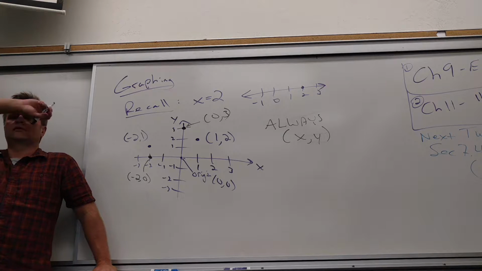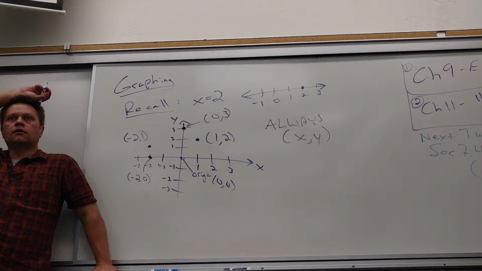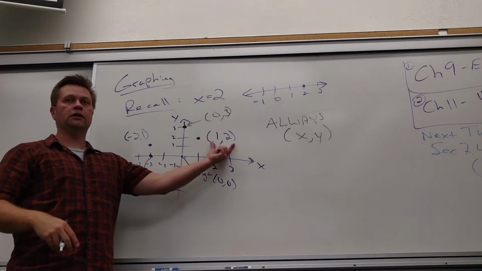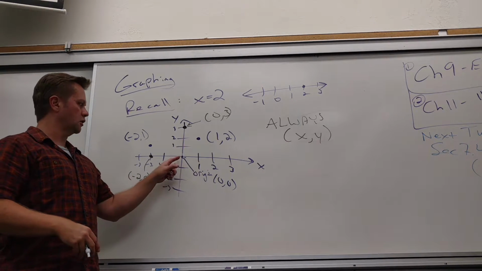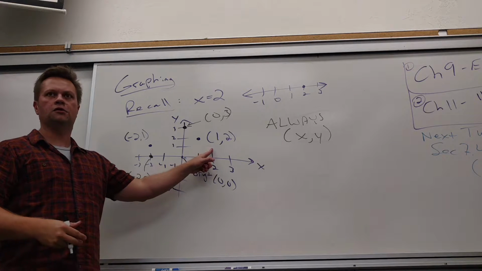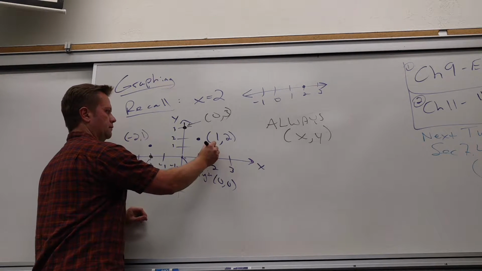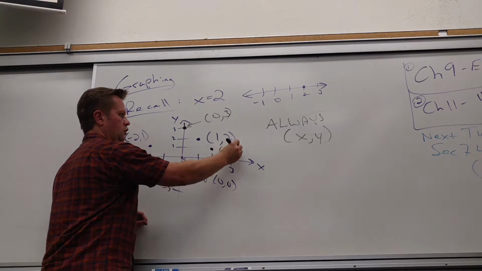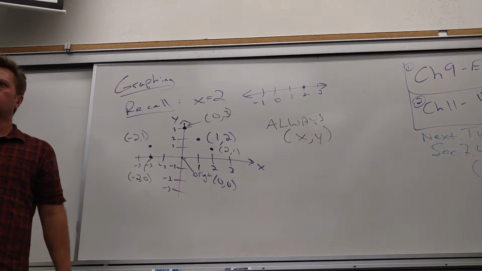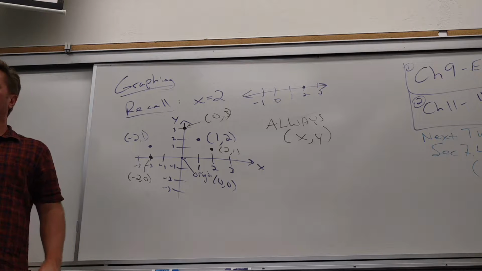The numbers have to be in order, right? Yes, they have to be in order. So the point 1, 2 can only mean this point. It can't also mean the point 2, 1. This point would be what? 2, 1. Okay. Those are different points. So order matters. Totally.